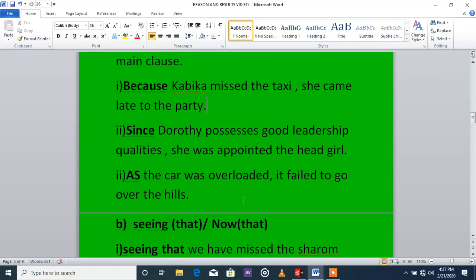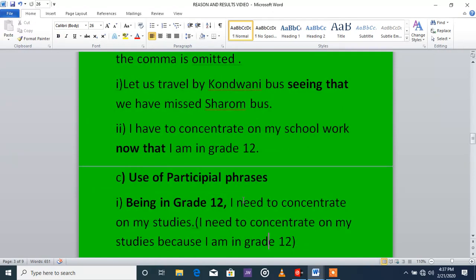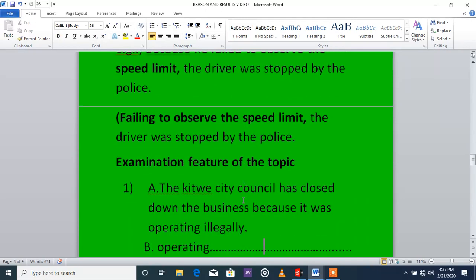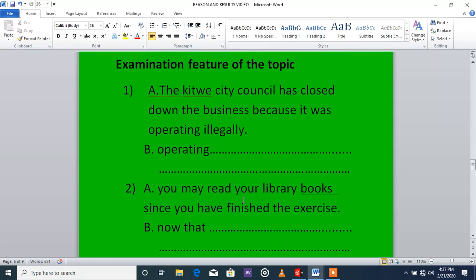So now let's look at the exam questions. So as I summarize this, let's look at the exam features of the topics. Look at number 1 there. The Kitwe City Council has closed down the business because it was operating illegally. Just like the one which said failing to observe the speed limit. Now here they want you to begin operating.